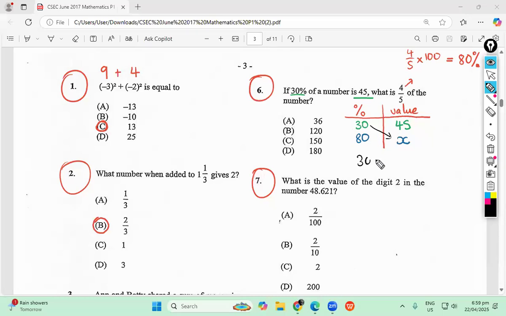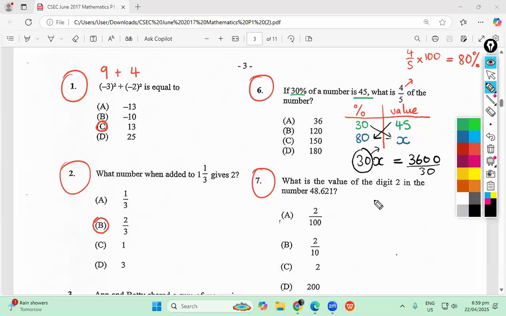30 by X is 30X, and 45 by 80, but I need my calculator for that, right? Now, in the CXC exam, you're not going to be allowed to use your calculator, right? But we're just using our calculator today to speed up the process. So 45 by 80 is 3,600. The 30 is a multiply, throw it across, you get a divide. The answer is 120. To me, this is the easiest way of doing that particular question. The cross, I told you, all the crosses are a powerful tool in maths.